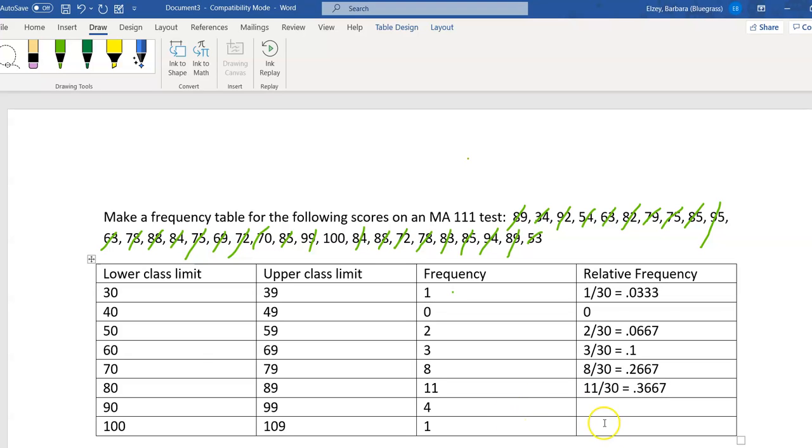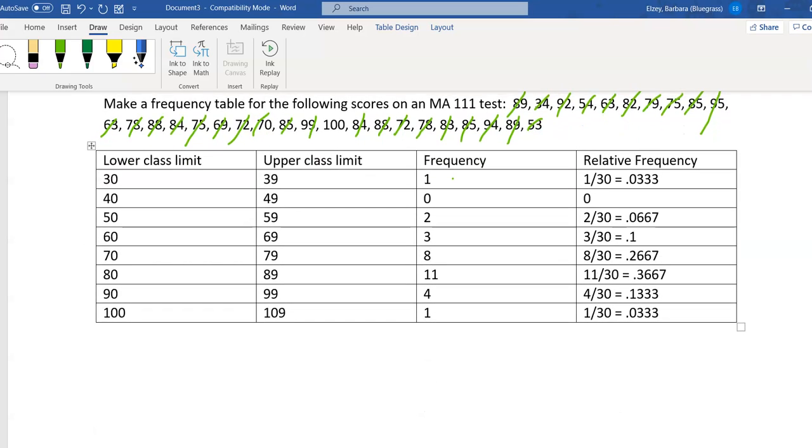So almost 37% are scoring a B, and then 4 out of 30, and 4 out of 30 is going to be 0.1333, and then finally again 1 out of 30, which is 0.0333. All right, now if we add up all of these decimals, they're going to add approximately to 1. They might not quite be 1 because we did round things, and when we round things, sometimes we get a number slightly smaller or slightly larger than 1, but they will essentially add up to 1.